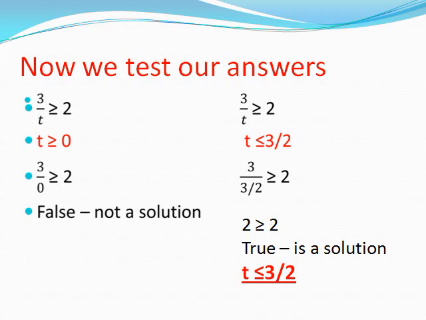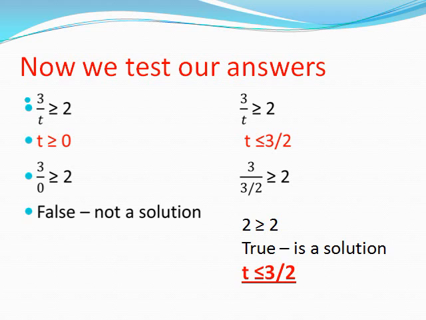The two answers being t is greater than or equal to 0 and t is less than or equal to 3 over 2. We put them back into our equation, which is 3 over t is greater than or equal to 2. When we put 0 in, we get 3 over 0 is greater than or equal to 2, which again is undefined. 3 over 0, we can't have that. So that's false, that's not a solution.